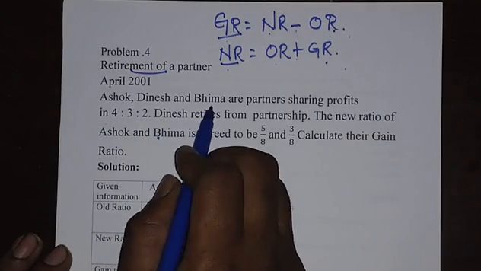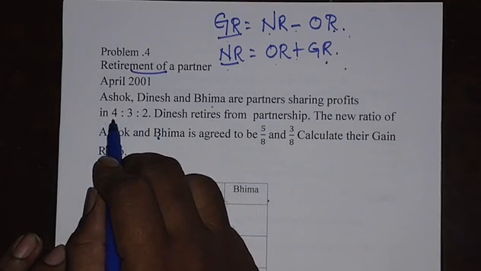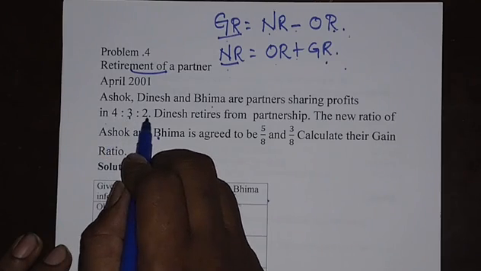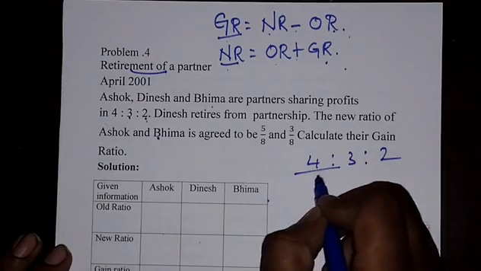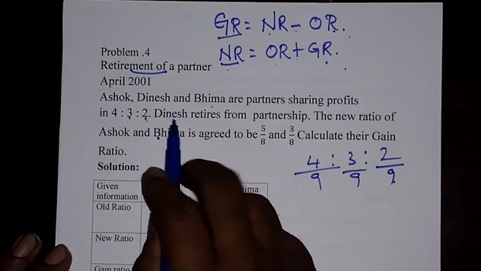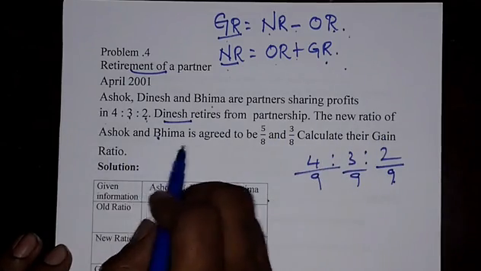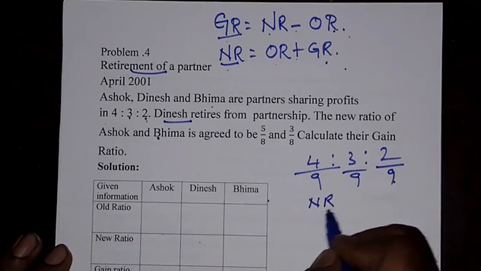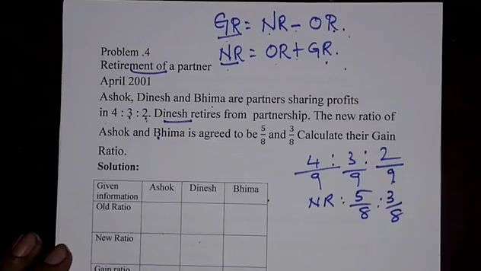Ashok, Dinesh and Bhima are partners sharing profit and losses in the ratio 4:3:2. 4 plus 3, 7. 7 plus 2, 9. 4:3:2, so 4 by 9, 3 by 9, 2 by 9. Dinesh retires from partnership. The new ratio of Ashok and Bhima is 5:3, that is 5 by 8 and 3 by 8.